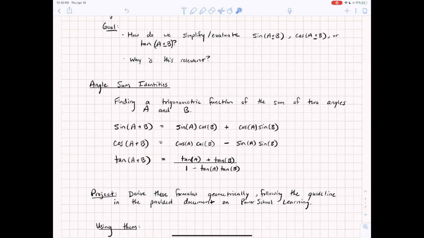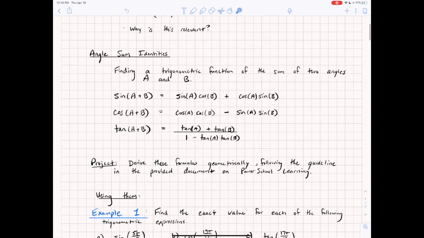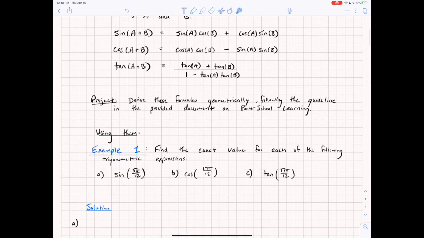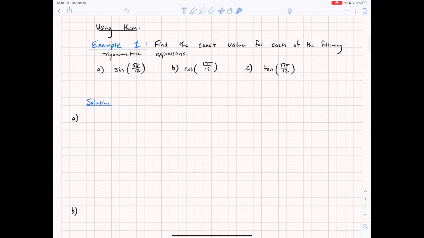All right, so these are the formulas, but let's go through and actually use them now. This first example is specifically just going to be focusing on angle sum. All of these can be solved using those formulas from up above. The first problem that we're going to look at: find the exact value for the trigonometric expression sine of 5 pi over 12.